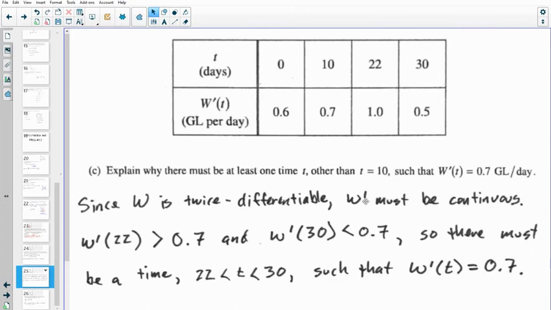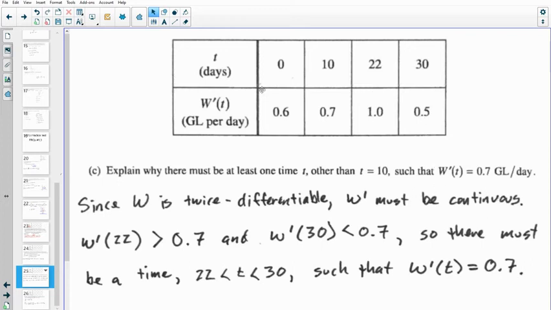We do have to say that this is continuous. They told us that it was a twice differentiable function, which means its derivative must be differentiable, which means it must be continuous, and that's what we need to have happen. Basically, I'm looking at the data saying that at time t equals 22, the rate was bigger than 0.7, and at time equals 30, the rate was less than 0.7. So at some time in between there, it has to cross over.